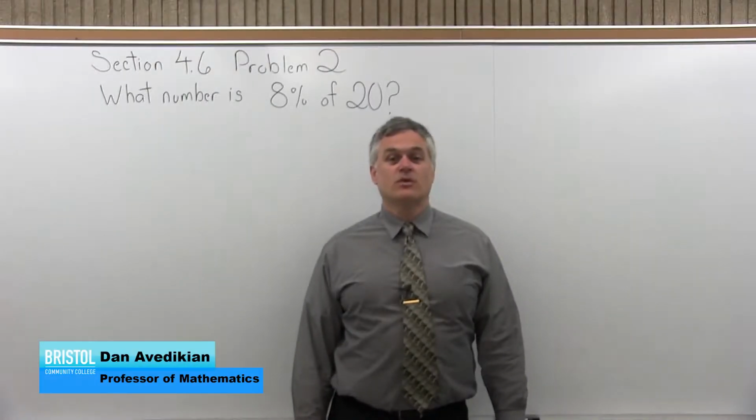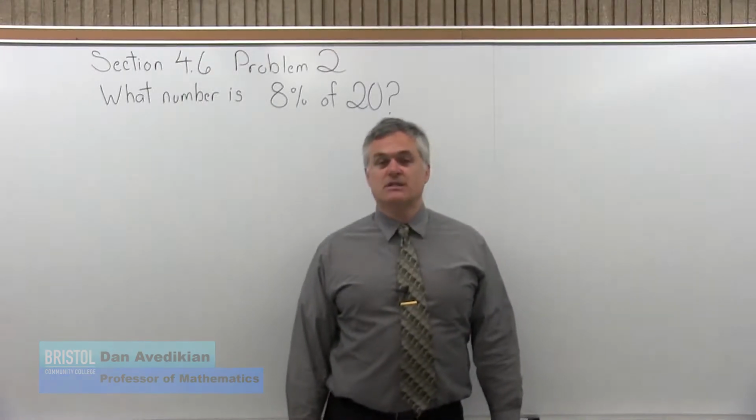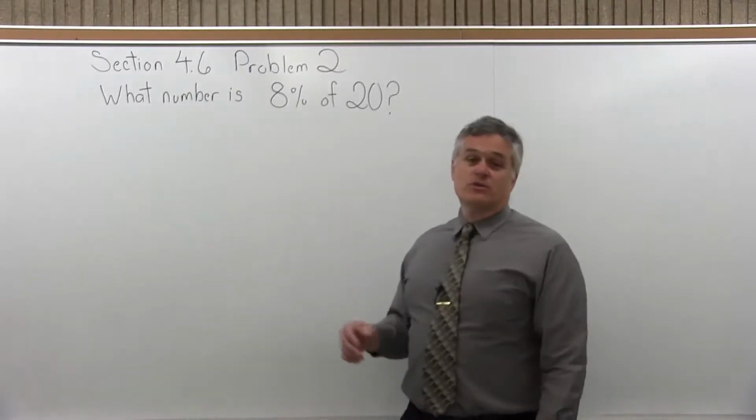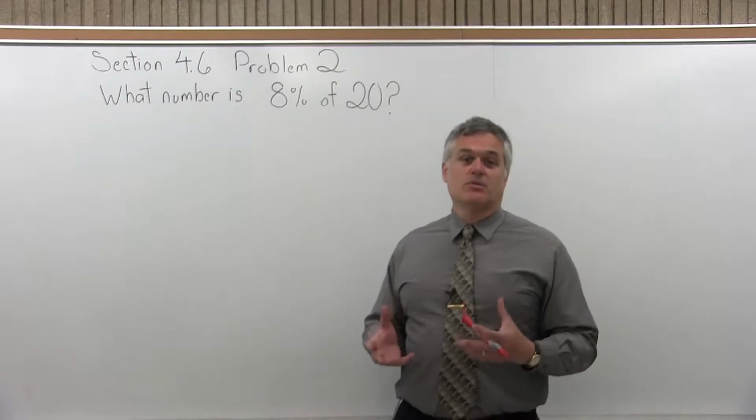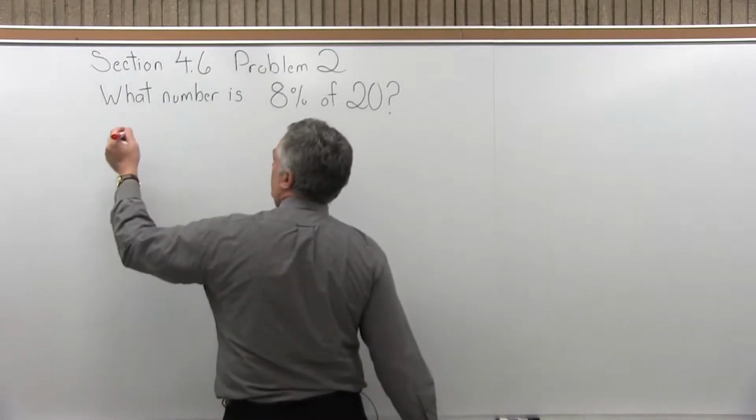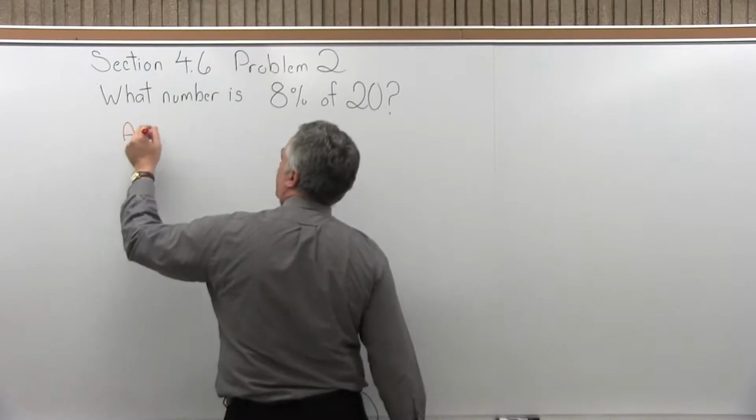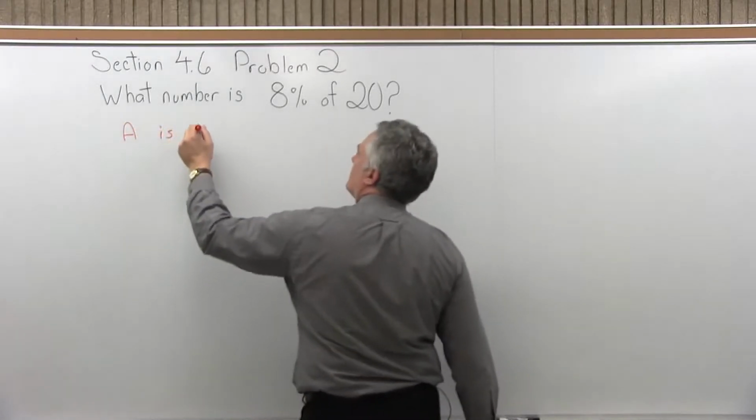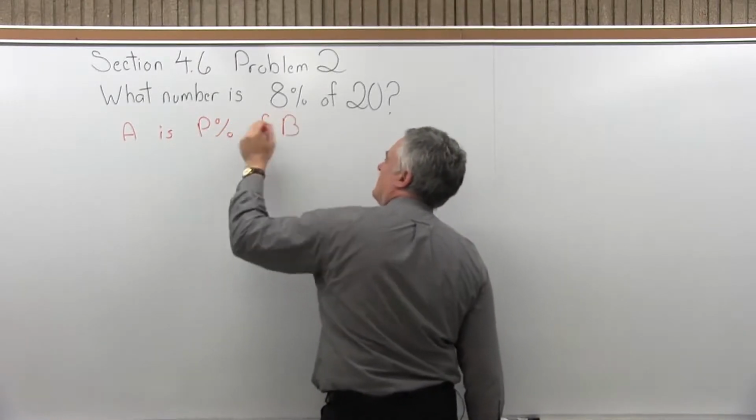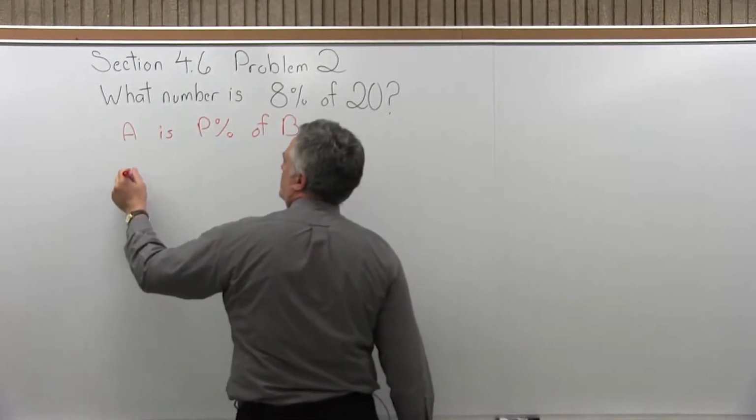This is Section 4.6, Problem 2. It says, what number is 8% of 20? So from this section, what we want to do is set these percent problems up as a proportion and solve them as a proportion. So to do that, you want the sentence to be worded, A is P% of B, and then use that to set up an equation.